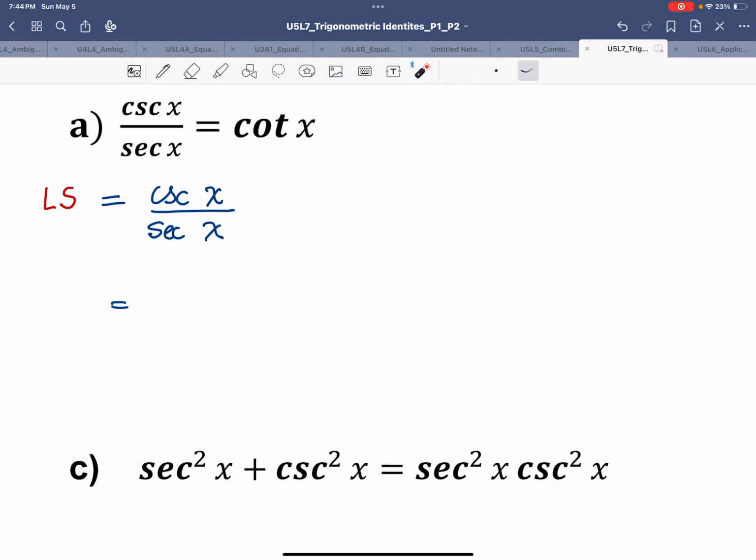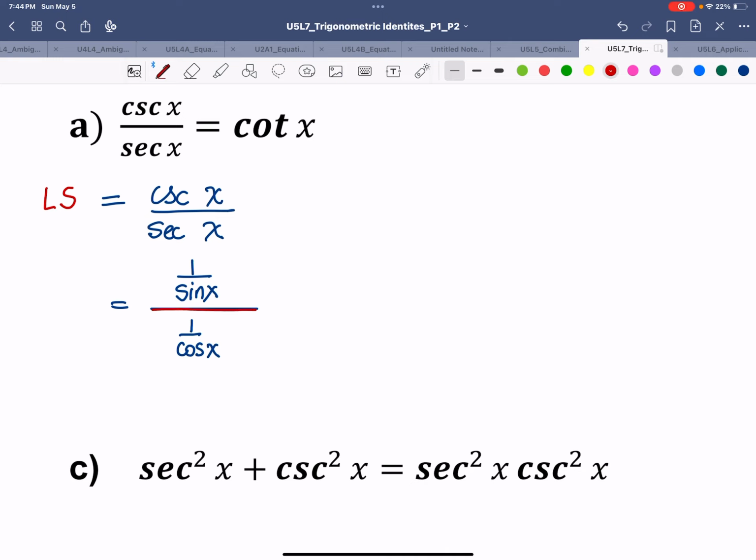One of the strategies that we usually like to apply is convert everything into a sine and cos, because sine and cos work very well together. So cosecant is the reciprocal of sine. So instead of cosecant x, we'll write 1 divided by sine of x. Secant is the reciprocal of cosine, so 1 over cosine x. So now we are dividing.